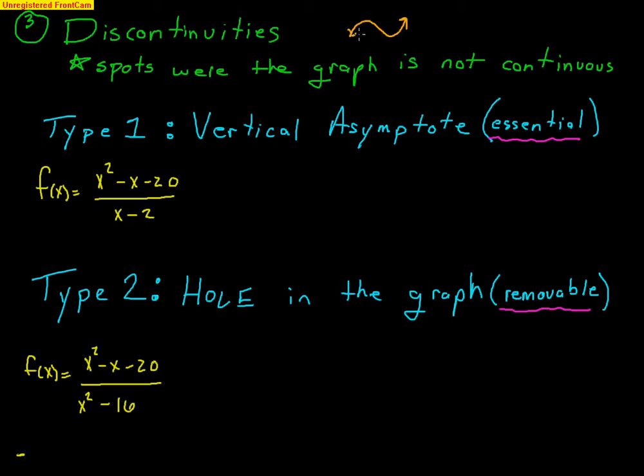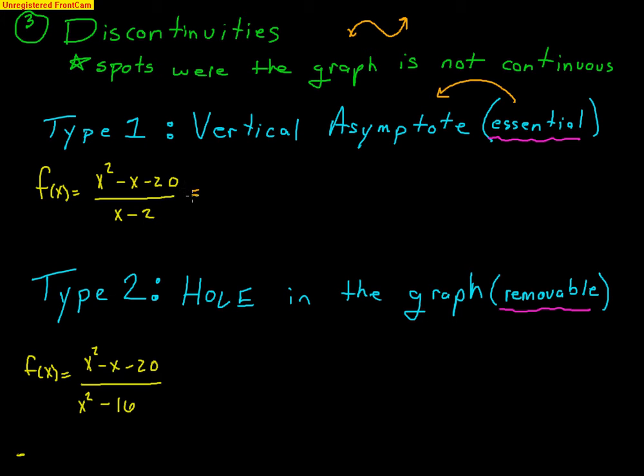You could draw the entire thing without lifting up your pen or pencil. So a discontinuity are spots where the graph is not continuous. There are two different types of discontinuities. The first type is a vertical asymptote. These are called essential discontinuities. So remember, an essential discontinuity is a vertical asymptote.